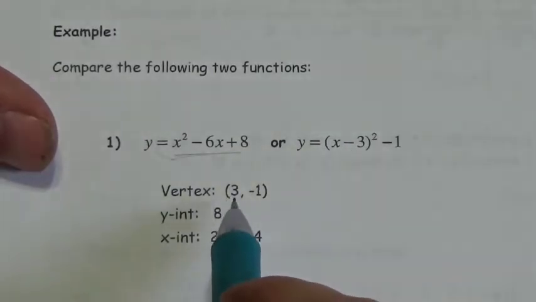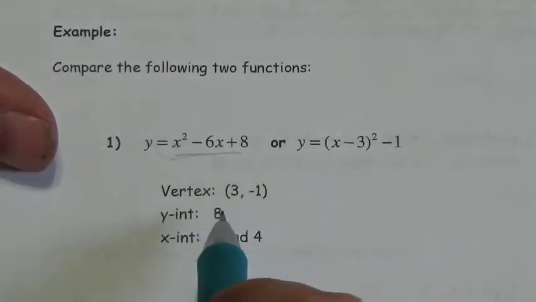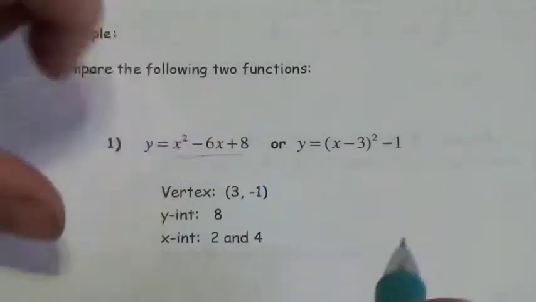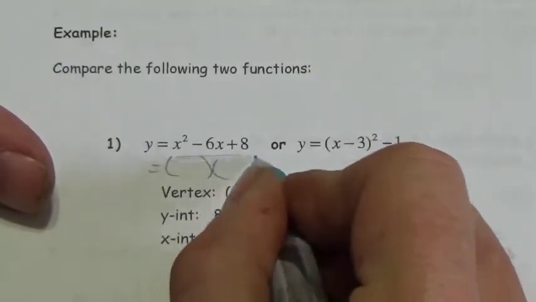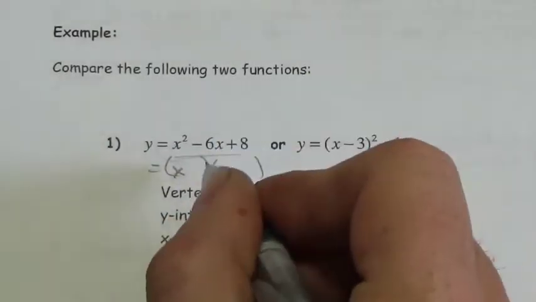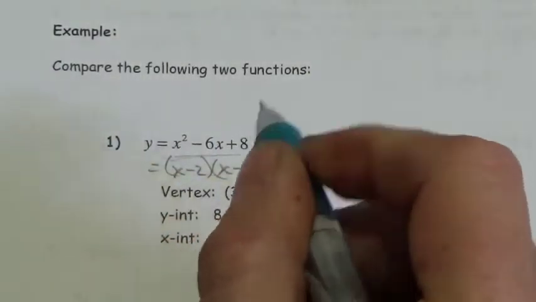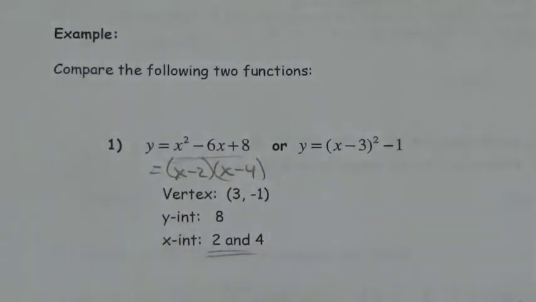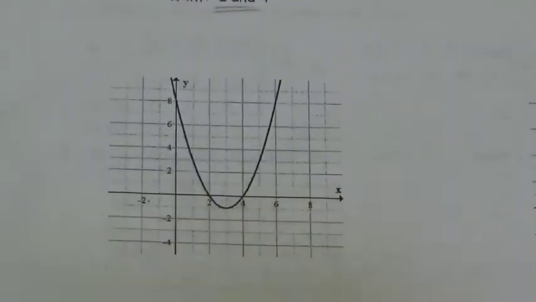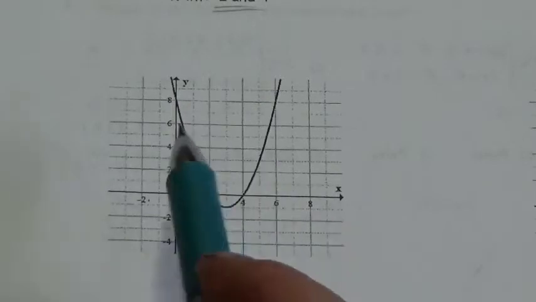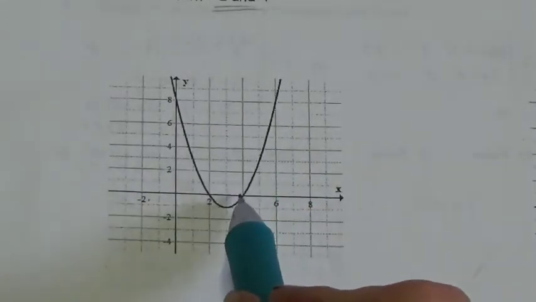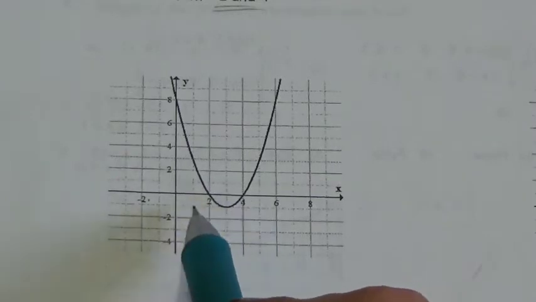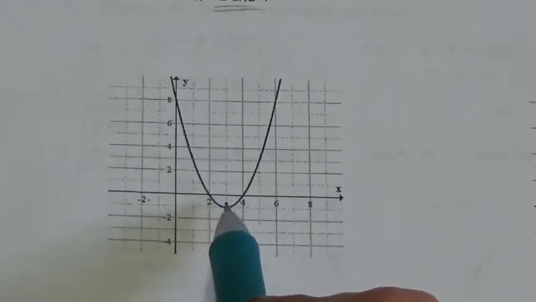So our vertex is going to be the point (3, negative 1). Our y-intercept is going to be 8. And the x-intercepts, if you write this in factored form, would be (x minus 2)(x minus 4), so we get x-intercepts at 2 and 4. When you plot that, you get a graph that looks a lot like this. Notice that part of this graph dips below the x-axis. I can see it in quadrant 4 here.